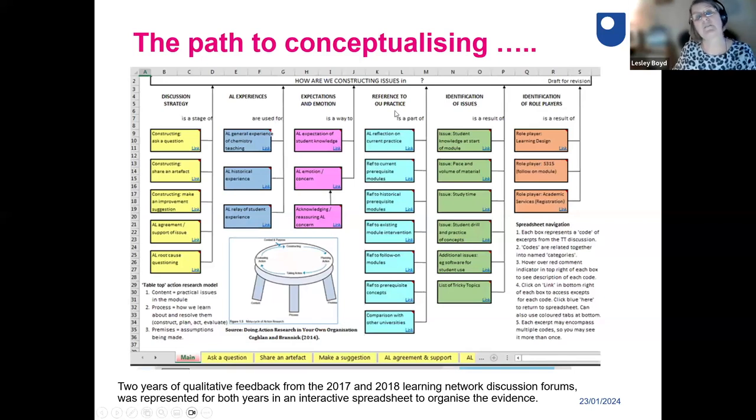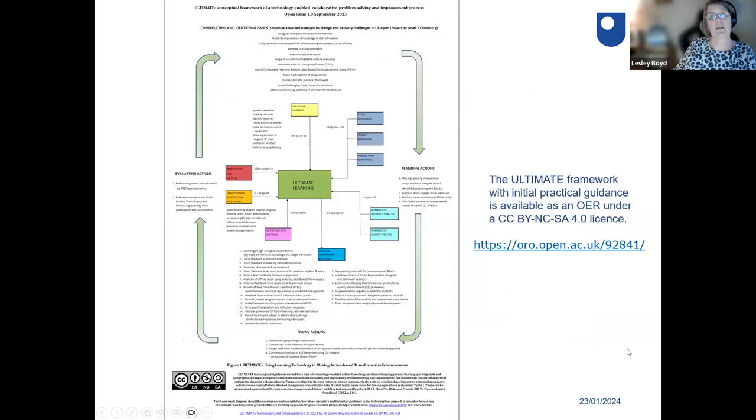I had another category about how we refer to what's going on at the OU. So that's somebody referring to the way things are done and therefore potentially how they might be done differently. I had another category about identification of issues. Okay, so this is an intermediate step in the path to conceptualizing.